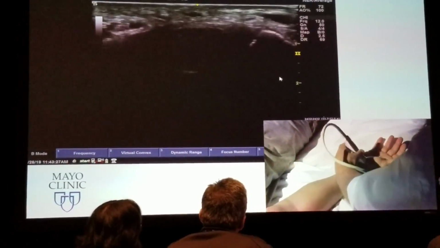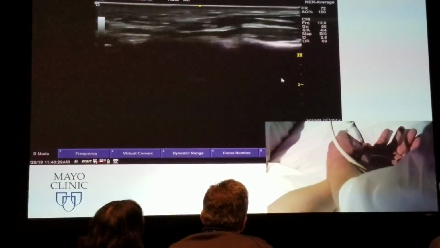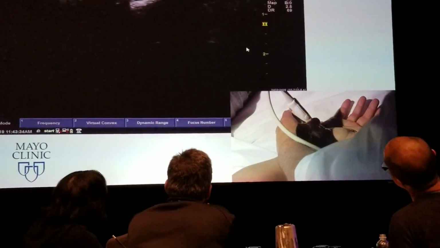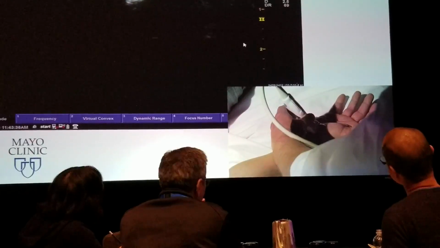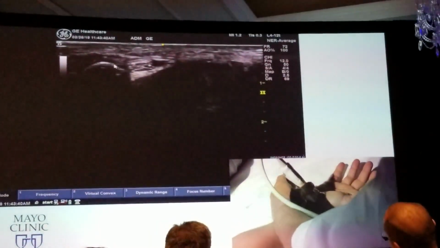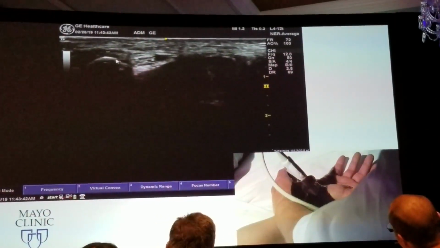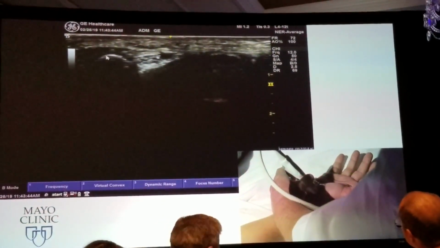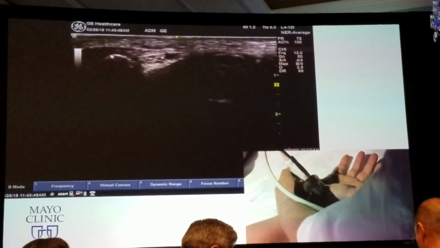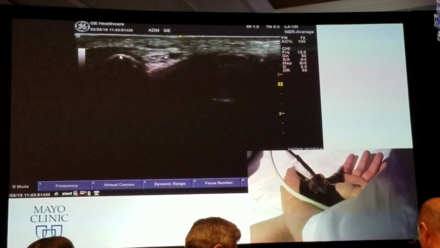The purpose of this is really just to orient yourself to what the structures look like. And so the bone is the easiest to see. This is the pisiform bone here. It has a circular or round appearance to it. And if you notice, it has this very white interface. And this has what's called a very high echogenicity.